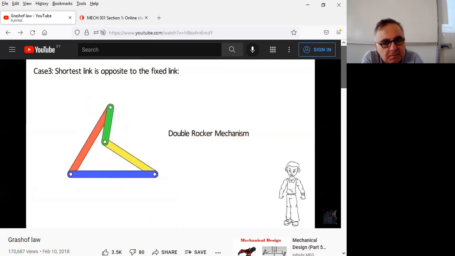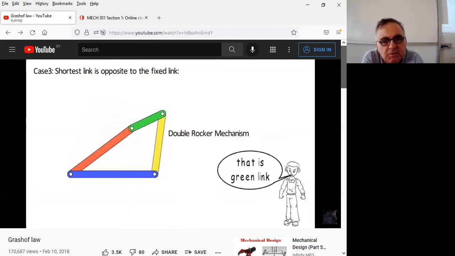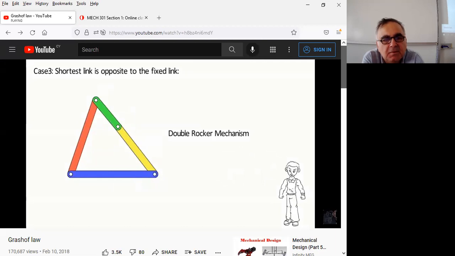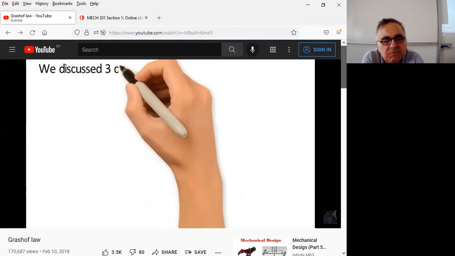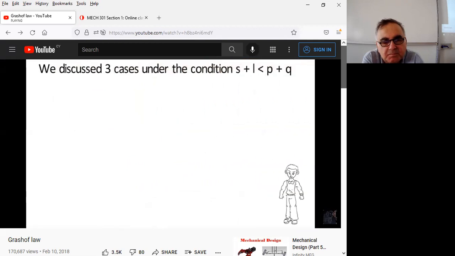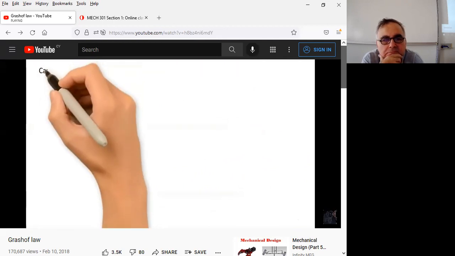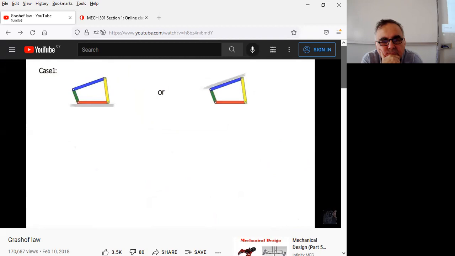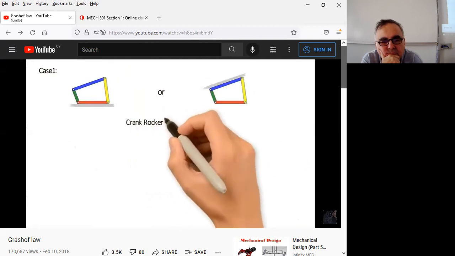Can you tell which link is rotating in this mechanism? You see, still there is a rotating link, which is also the shortest link. Correct. The green link is rotating, as you see. The condition S plus L less than P plus Q. Can you summarize the three cases? Yes. Case one. Link adjacent to shortest link is fixed. This configuration is crank rocker mechanism.